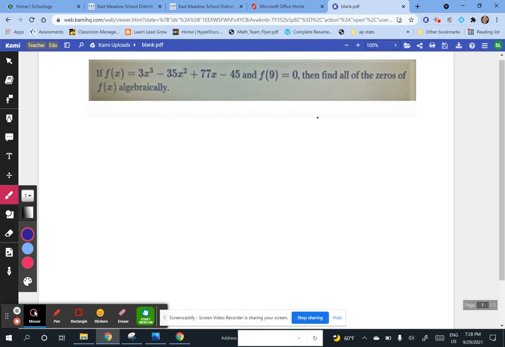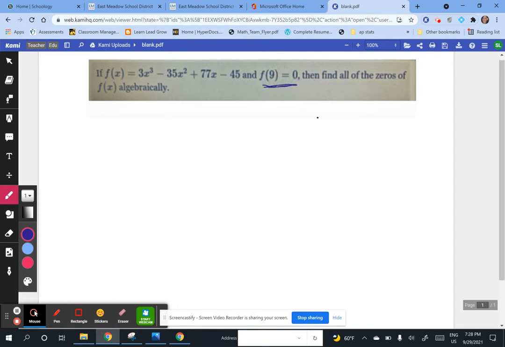If f of x is equal to 3x cubed minus 35x squared plus 77x minus 45, and f of 9 equals 0, then find all the zeros of f of x algebraically. So this is similar to the last problem from the lesson. The only thing different is this concept over here.